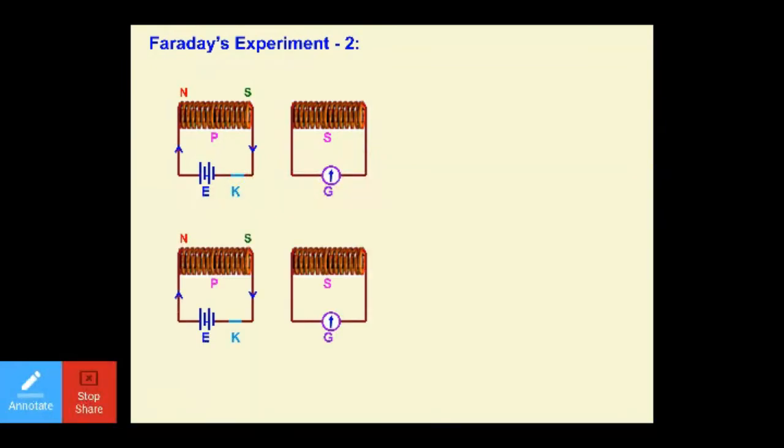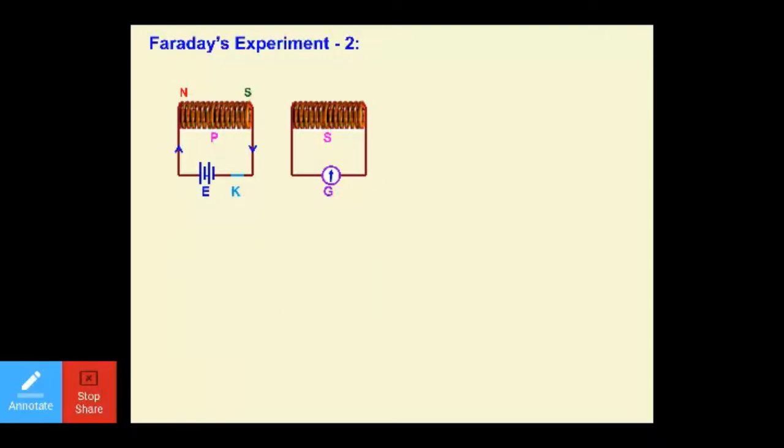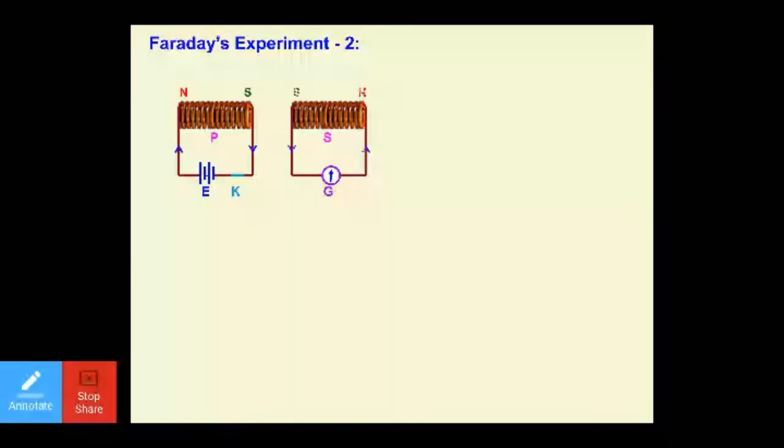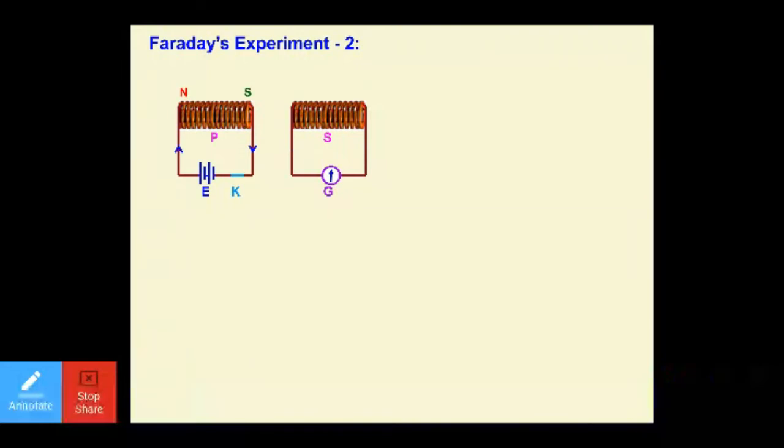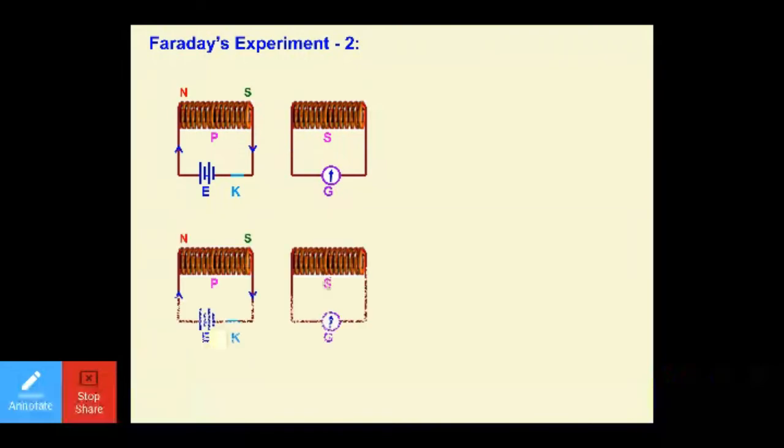Furthermore, this is the second case, right? When the key was taken out, now let me tell you what is happening here. This is the case: deflection was toward the right hand side, key was on. Second case, I'm taking out the key. The key is off and the deflection is toward the left hand side. What are your basic observations here?